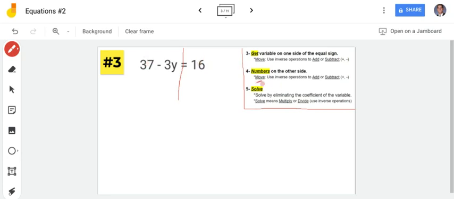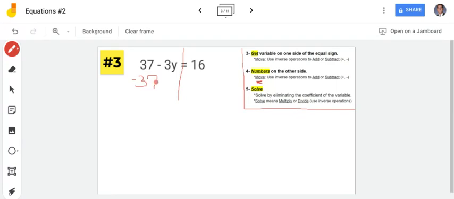Now remember, when you're moving, you're going to use inverse operations. Moving means you're going to either add or subtract. Move means add or subtract. So how am I going to get 37 to cancel on this side, to be 0 on this side, and move to the other side? Well, if I add 37, that's not going to work, is it? 37 plus 37 does not give me 0. So I'm going to need to subtract 37 because 37 minus 37 is 0.